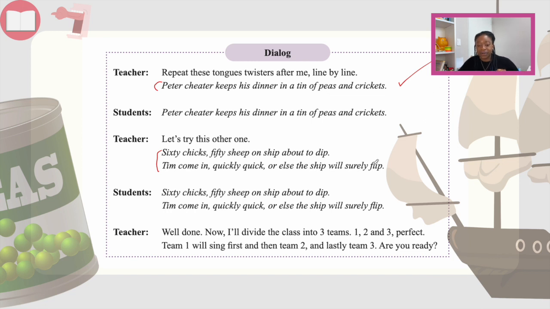Or how about this one? I have 60 chicks, 50 sheep on the ship about to dip. Tim come in quickly quick, or else the ship will surely flip. Let's do it one more time. 60 chicks, 50 sheep on the ship about to dip. Tim come in quickly quick, or else the ship will surely flip. Great, nice. And as a teacher, you can have this little practice dialogue, and it has some good lines for you to be able to use when you are doing a tongue twister.